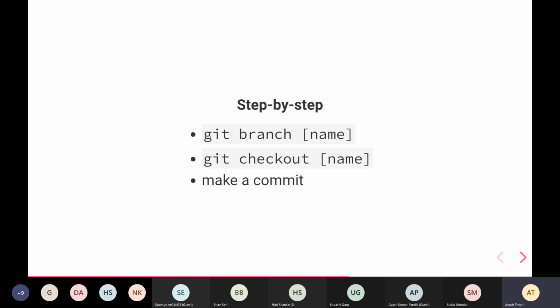So what are the steps? First, git branch name, creating a new branch, and then git checkout the name of the branch, going to that branch, and then you can make commits inside that branch.